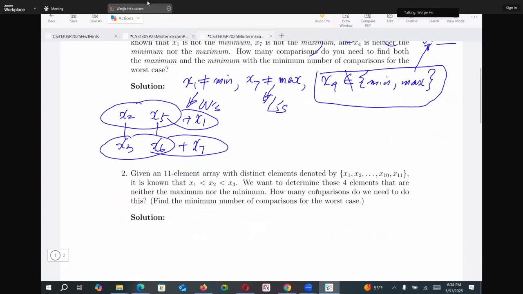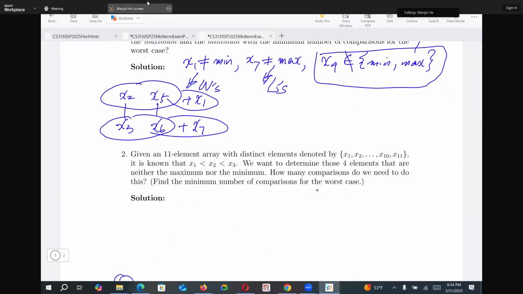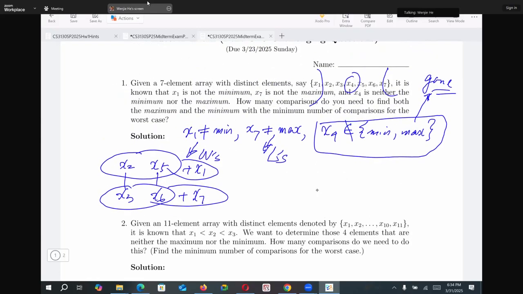All right, so number 12. Let's see the answer. We didn't do the elimination here. So 2 here, then plus 2 here, and the 2 is 6 comparisons.